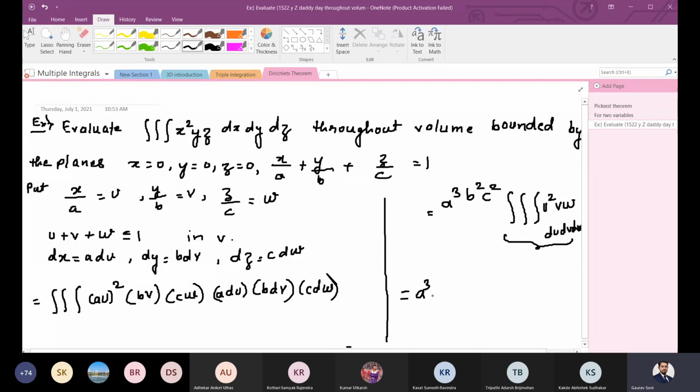What I will get is a cube b square c square by Dirichlet's theorem, gamma of 3, gamma of 2, gamma of 2 upon gamma of 1 plus 3 plus 2 plus 2. Gamma of 2 is 1, gamma of 2 is 1, gamma of 3 is 2. In the denominator, we will have 5 and 2, 7 and 1, 8. 8 is nothing but 7 factorial. If we do all the simplification, what we get is a cube b square c square upon 2520.